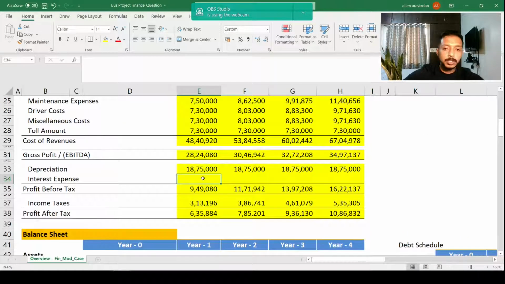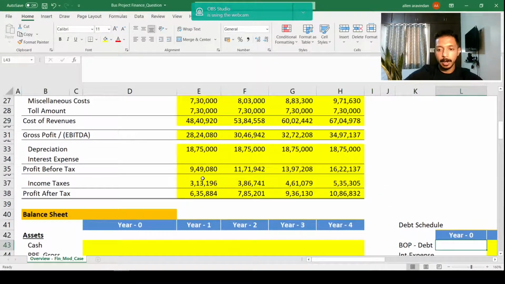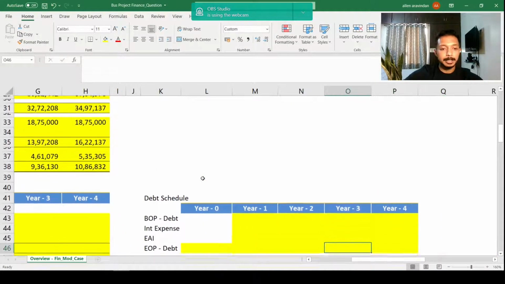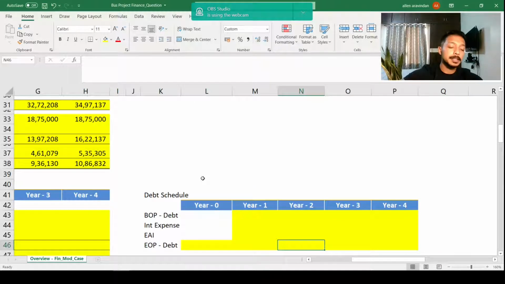Now what we're going to do is quickly create an amortization schedule on the right, to calculate the interest expense, and we will also require this schedule for the purposes of the balance sheet, right? So as I said, the investment happens at year 0. Year 0 is when we are actually buying the bus and investing the money, right?